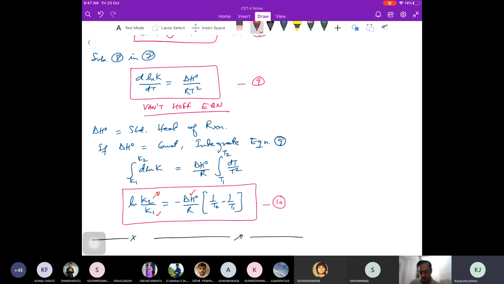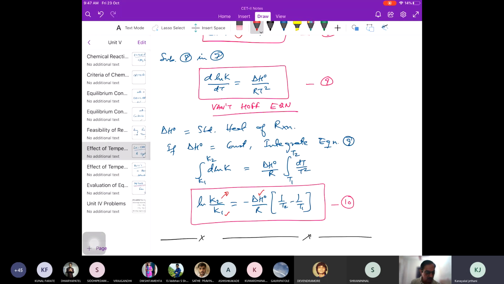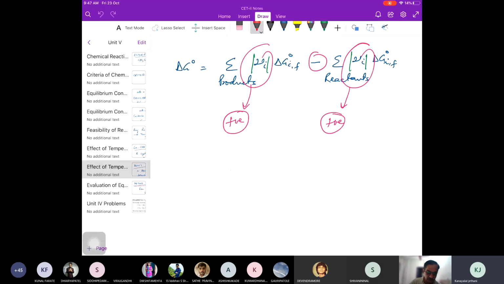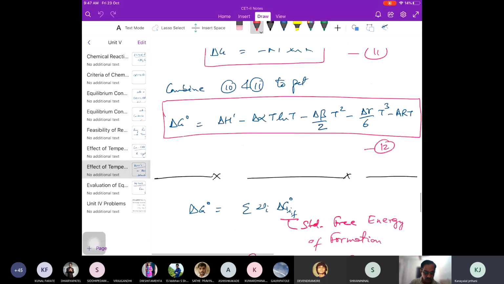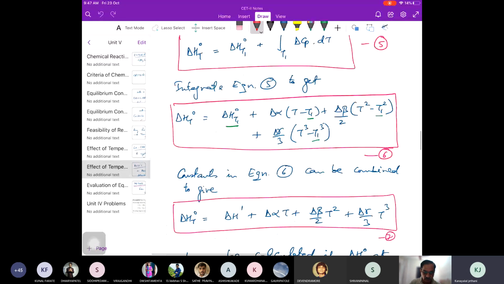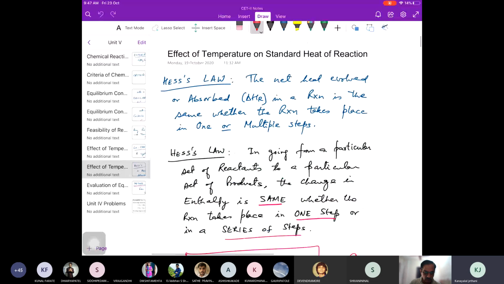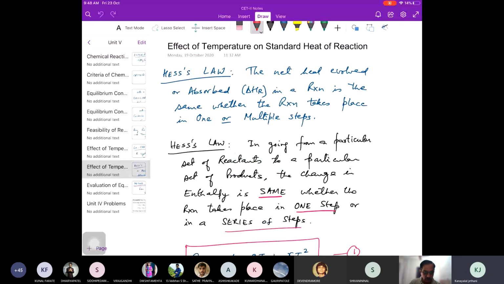Any questions on equations 9 and 10? If there are no questions, let's proceed further. Okay, so now let us see what is the effect of temperature on standard heat of reaction.